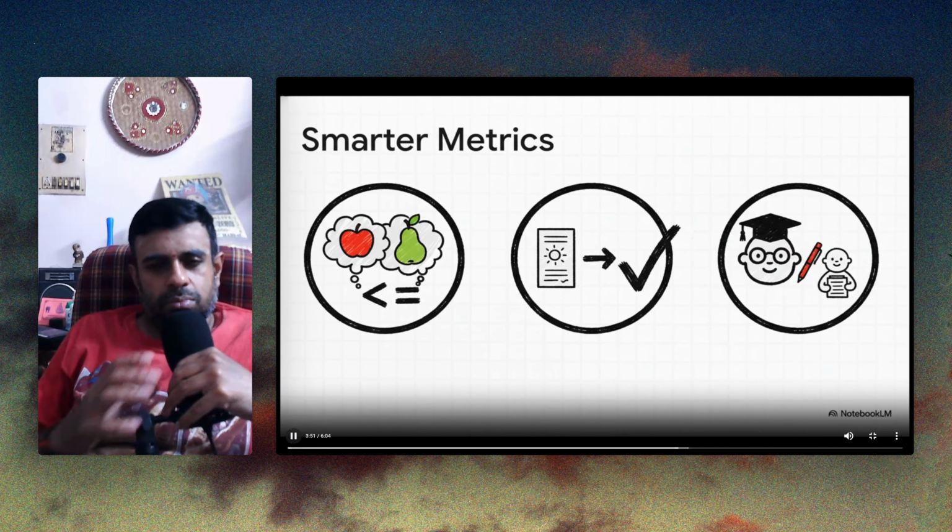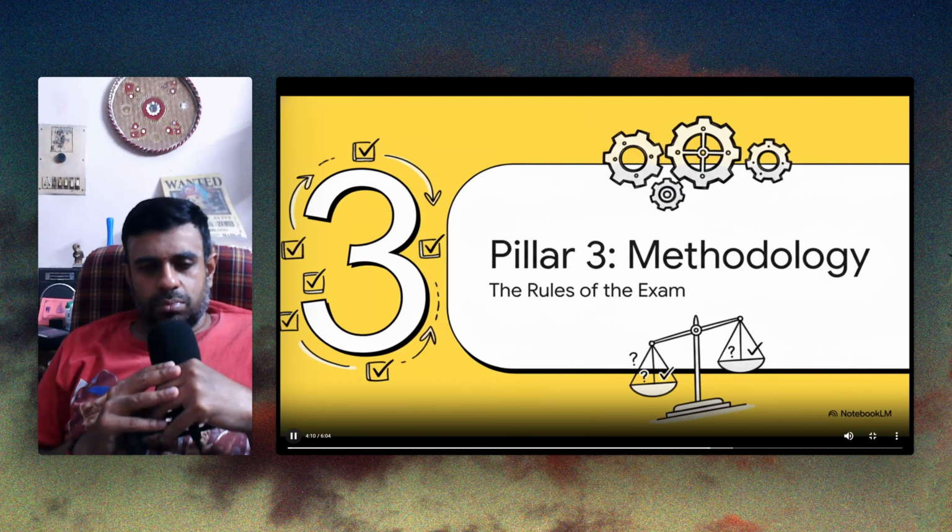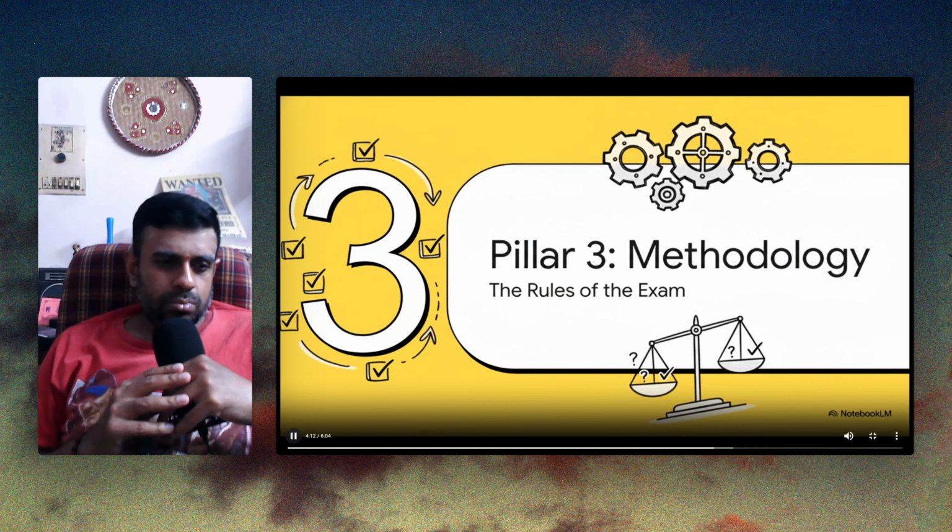And that's where smarter metrics come in. Things like semantic similarity, which checks if the meaning is close, or natural language inference, which is kind of like a built-in fact checker that looks for contradictions. You can even use another powerful AI to act as a judge, an auto rater, to score things like fluency or factuality.